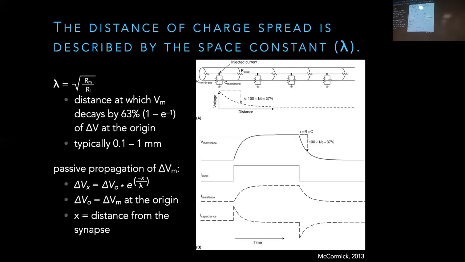So all the space constant is telling us is how far that charge can spread before it's decayed by about 63%. And that's going to be a function of how easy it is to leave versus how easy it is to move. Make sense? That's really all you need to know there. Neurons don't have to worry about that so much whenever they have active conductances to propagate.